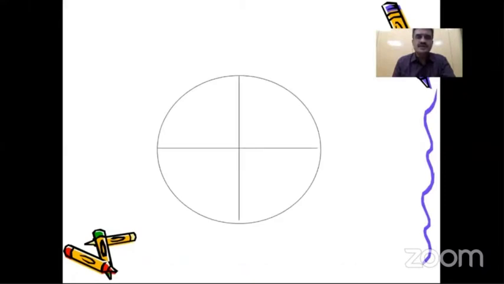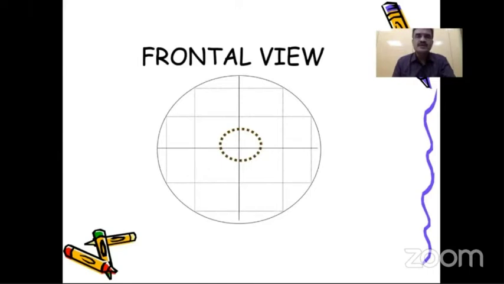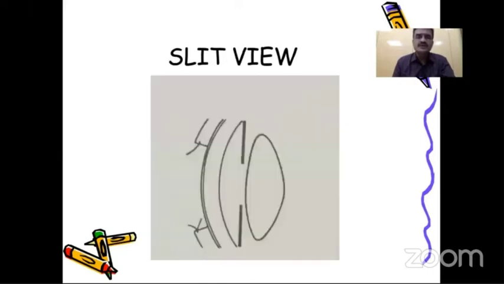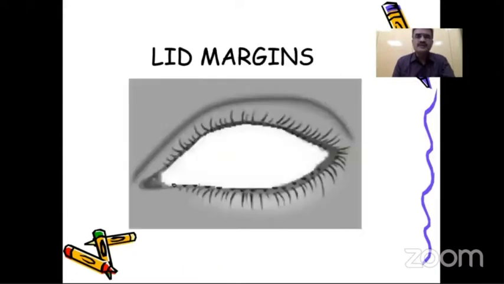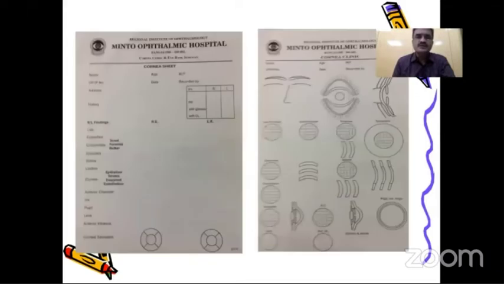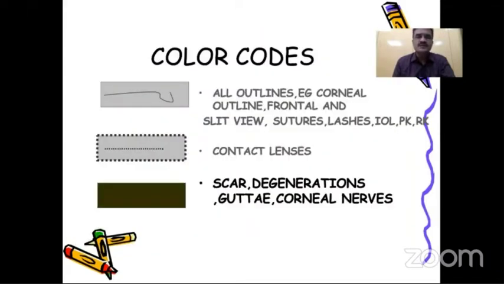Draw a circle, draw lines like this to demarcate the different areas of the cornea, and draw the pupil at the center. This is your frontal view and this is your slit view. And the lid margins are depicted like this in the frontal view. In our hospital, we use this chart, and the color codes are very important. All of you have to memorize this.